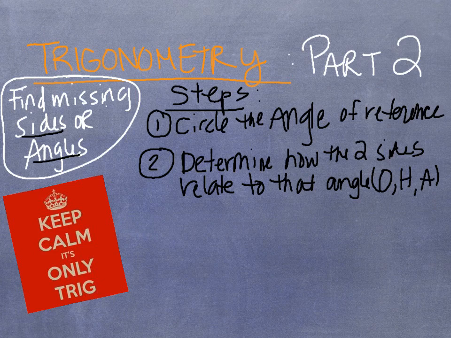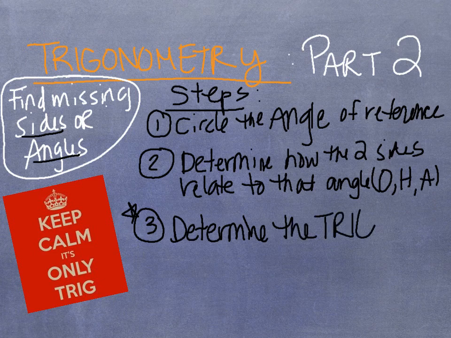Here's the tricky part: you don't know, because I haven't told you yet, whether we are using sine, cosine, or tangent. In the last examples, in part 1, I always told you, find the cosine of x, find the sine of x, find the tangent of x. I'm not going to tell you that. That's what you have to determine. So this step 3 is where you look at the 2 sides that you have and you determine the trig function that you're going to use. The trig function is going to change with every problem. You're only going to use one, but you'll determine it based on the 2 sides that you have.